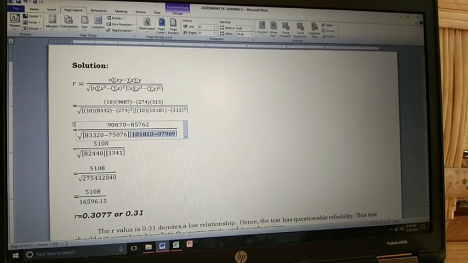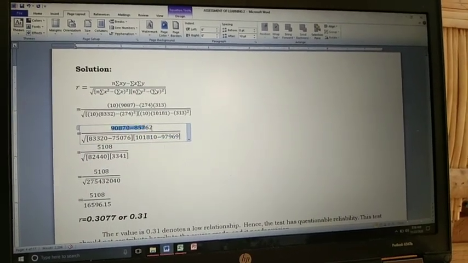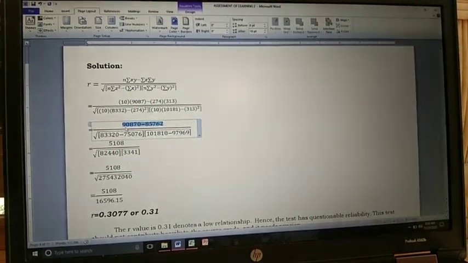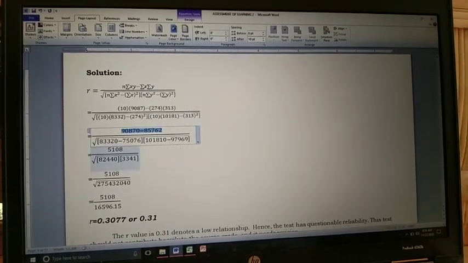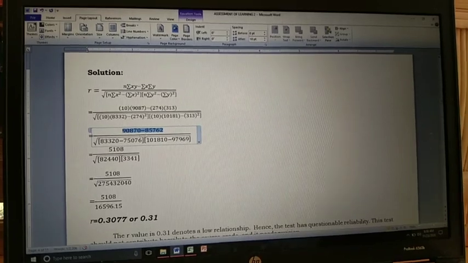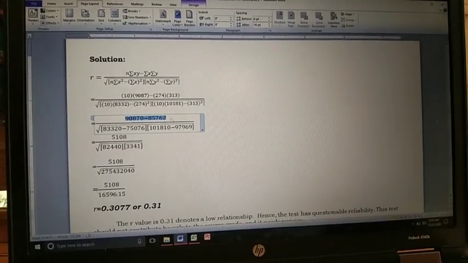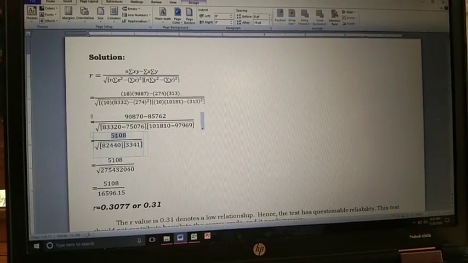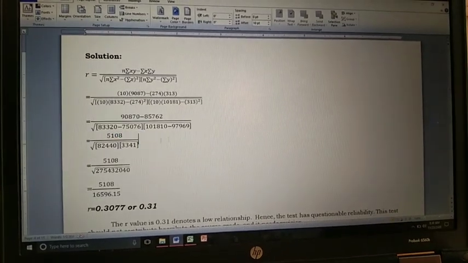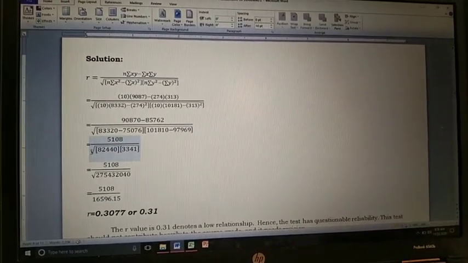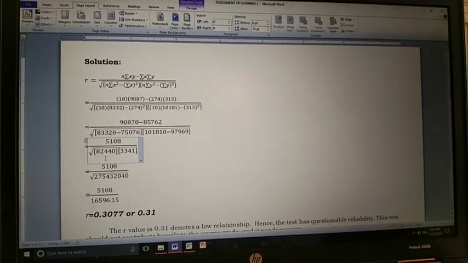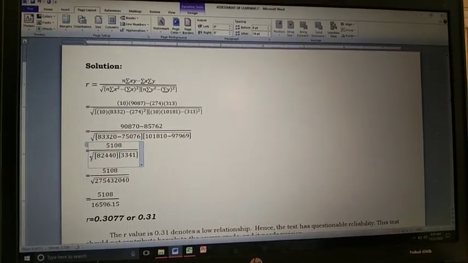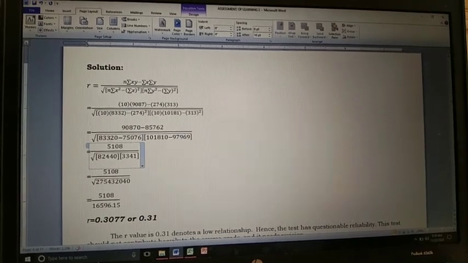Then after that, you are going to determine the difference of your numerator. So 90870 minus 85762, we have 5108. After that, don't forget the square root sign, because we are not yet done with the square root sign. Okay?